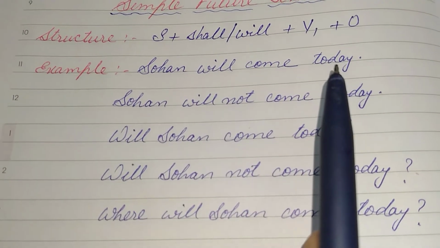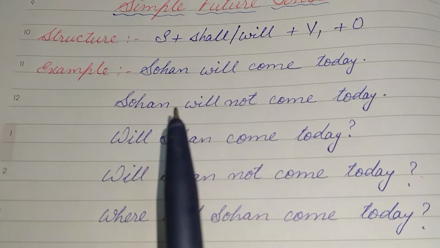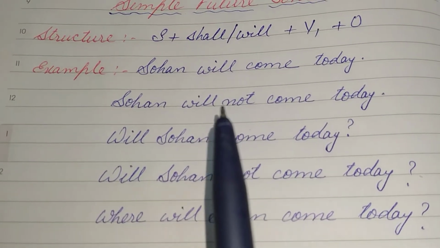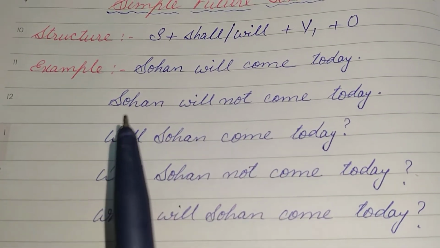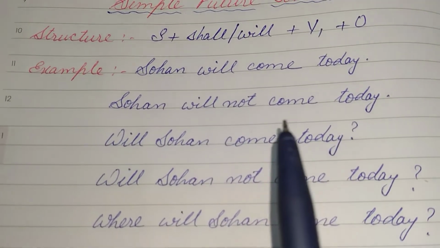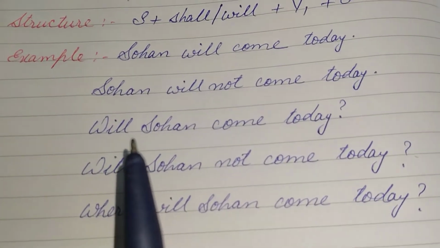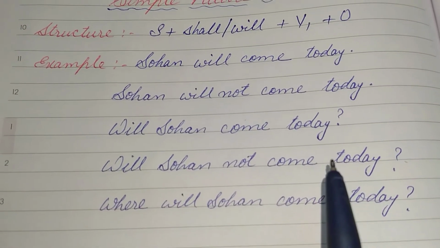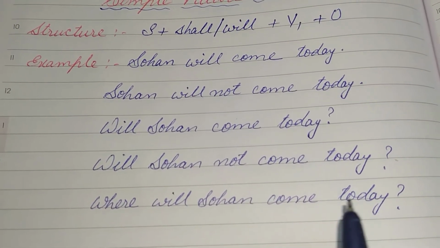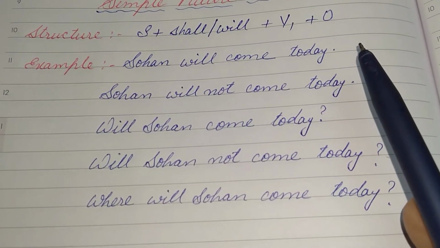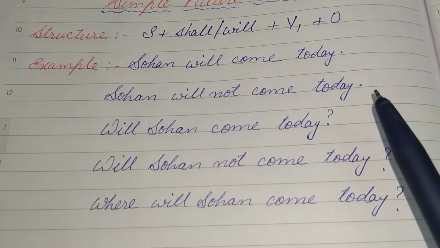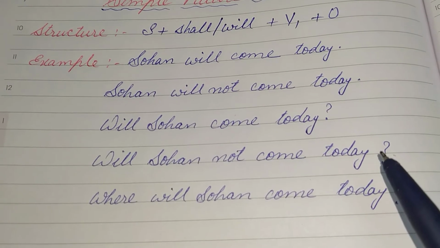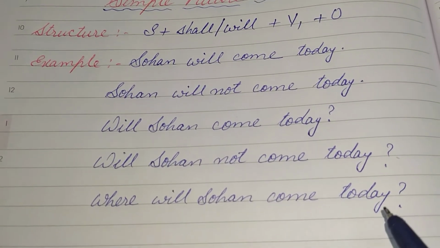Sohan will come today. We change this sentence into negative form. Sohan will not come today. Instead of will not, if we want to shorten it, we can write Sohan won't come today. Interrogative form. Will Sohan come today? Will Sohan not come today? Where will Sohan come today? So, this is the positive form, negative form, interrogative form, negative interrogative, and then with question words.